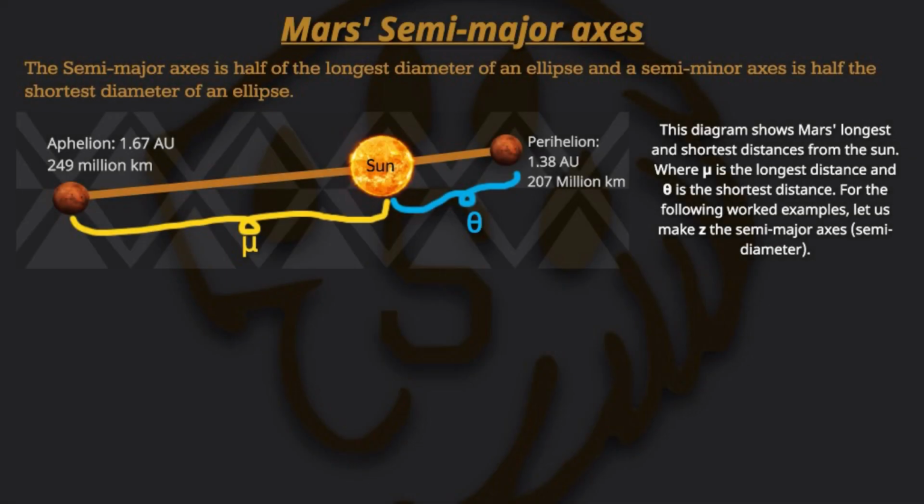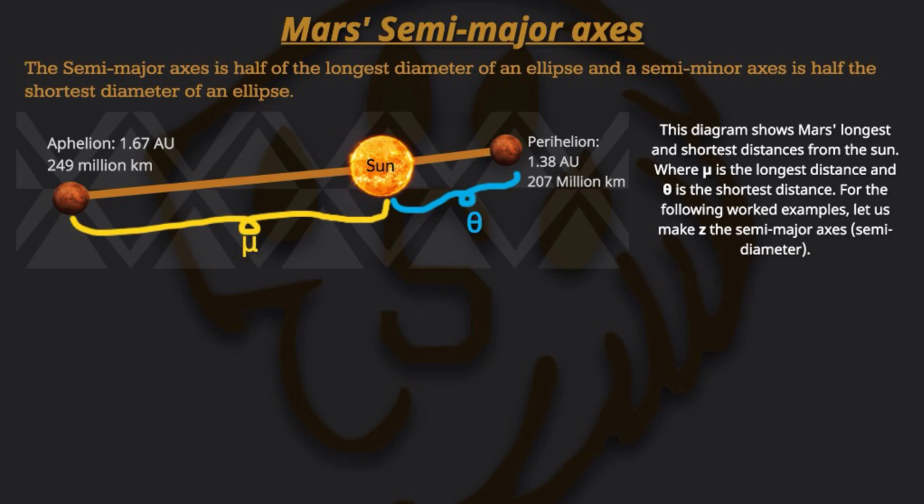So now we're going to be looking at the Mars semi-major axis. The semi-major axis is half of the longest diameter of an ellipse, and also a semi-minor axis is half the shortest diameter of an ellipse. And this diagram shows Mars' longest and shortest distances from the Sun, where the longest one is the aphelion, which is mu, and the shortest distance is the perihelion, which is eta.